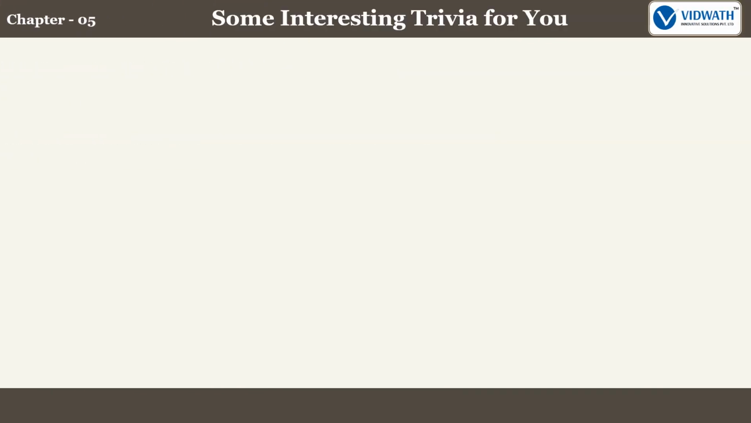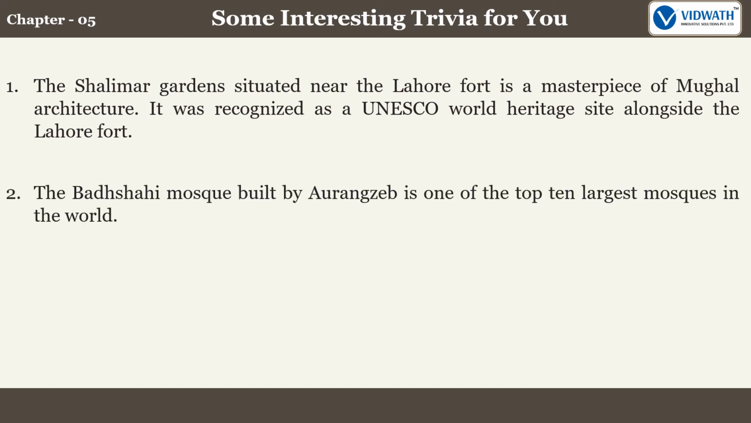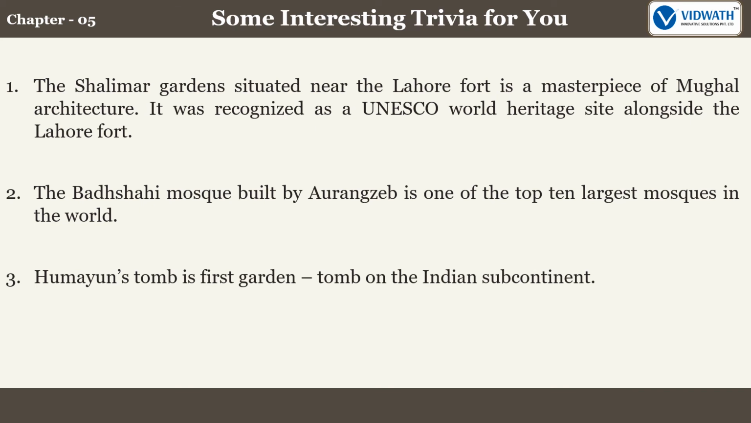Finally, some interesting trivia for you. 1. The Shalimar Gardens, situated near the Lahore Fort, is a masterpiece of Mughal architecture. It was recognized as a UNESCO World Heritage Site alongside the Lahore Fort. 2. The Badshahi Mosque built by Aurangzeb is one of the top 10 largest mosques in the world. 3. Humayun's tomb is the first garden tomb on the Indian subcontinent.